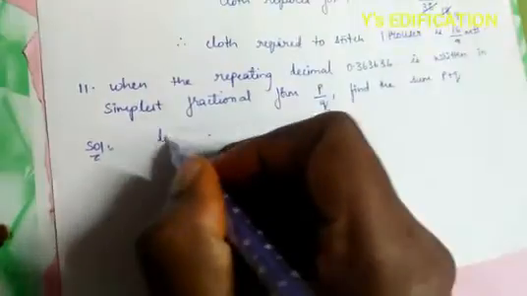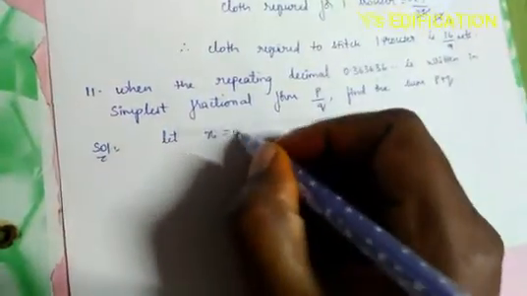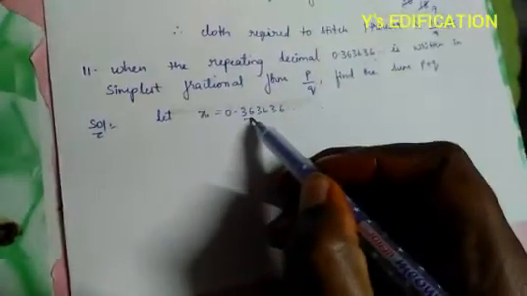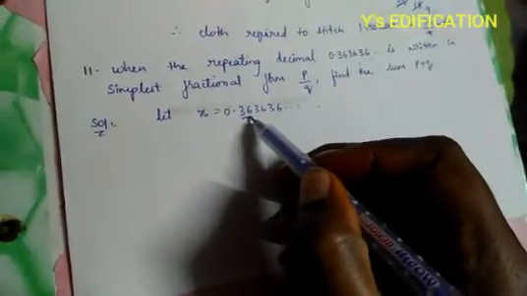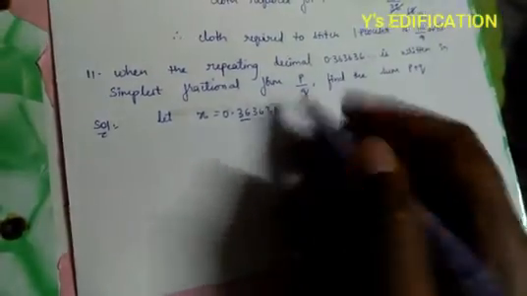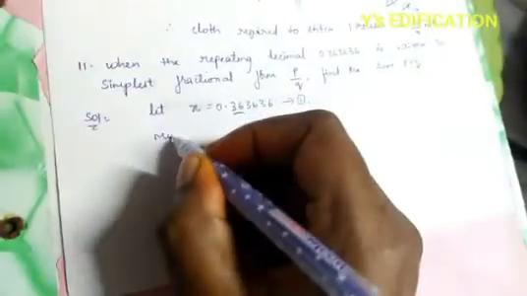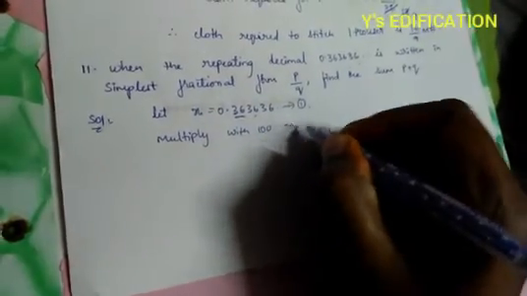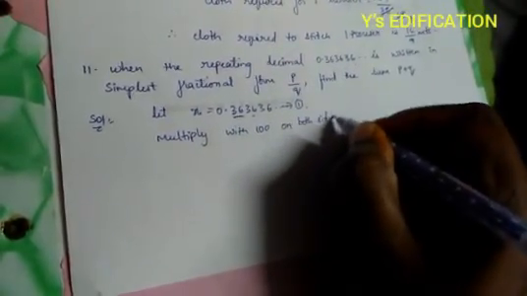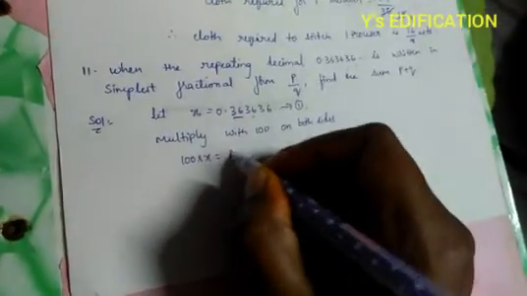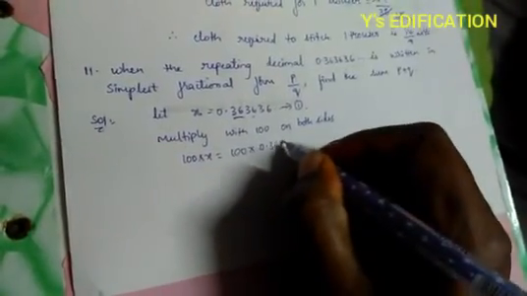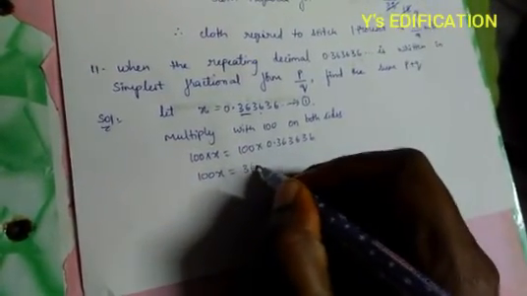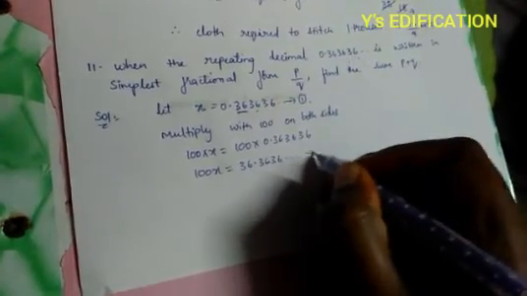So what we have to do? First, let x be equal to 0.363636. Here 36 is the periodicity. Two digits are repeating, so the periodicity is 2. So we multiply with 100 on both sides. That means 100 into x is equal to 100 into 0.363636, that is 100x is equal to 36.3636 and so on. So this will be equation 2.